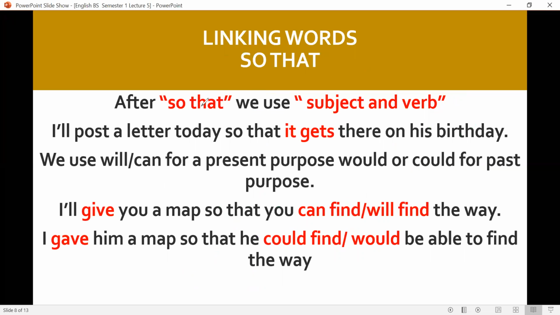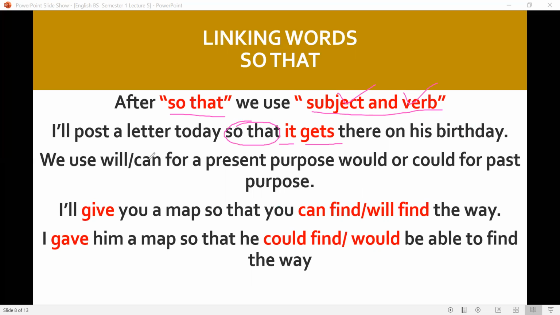Linking words: so that. We use subject and verb. I'll post a letter today so that it gets there on his birthday. After so that, it is mandatory to use subject and verb.